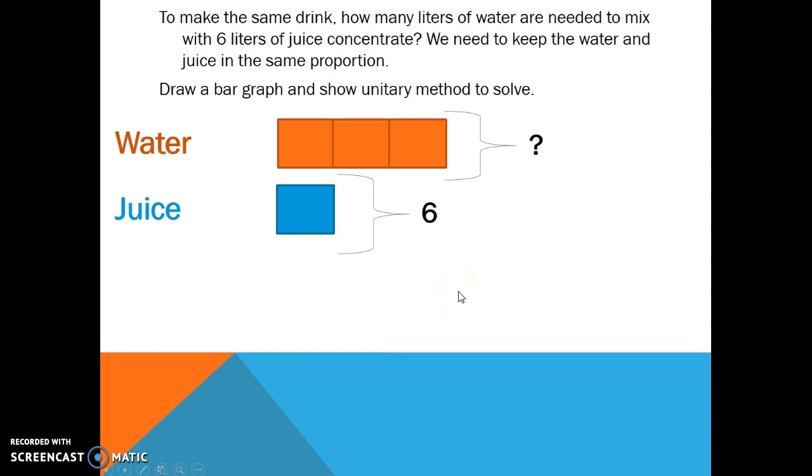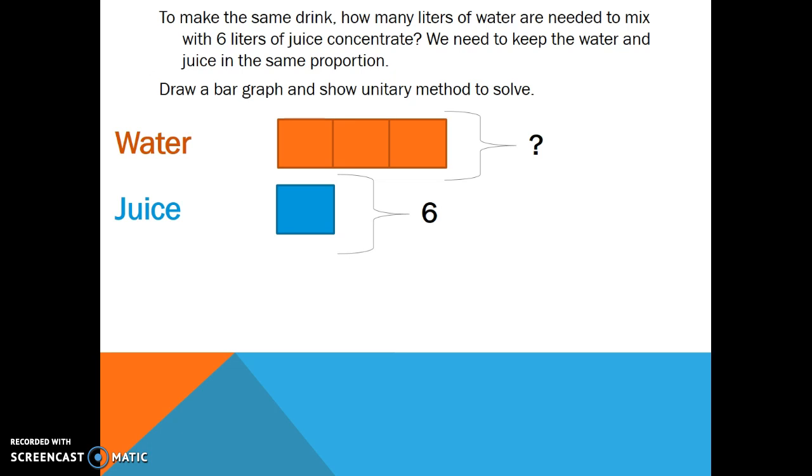Okay, fixed it. How many liters of water are needed to mix with 6 liters of juice concentrate? We need to keep the water and juice in the same proportion. So remember, my juice to water was 1 to 3. So I've already got my bar graph up there. It's the same bar graph that we just used, only you're going to copy it into your notes again. But now I want to use unitary method to solve.